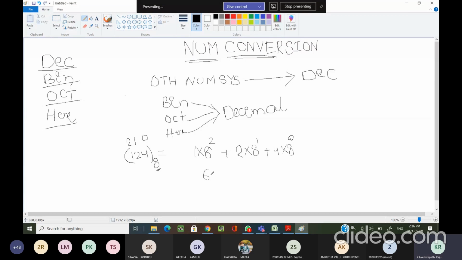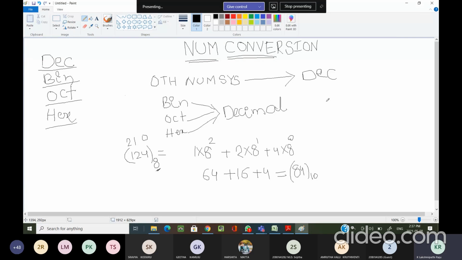8 square is 64, plus 2 into 8 is 16, plus 8 power 0 is 1, so 4 into 1 is 4. 64 plus 16 is 80, plus 4 is 84. 84 of base 10. Am I clear to everyone? The solution is 84 of base 10. 72, please cross check where you made a mistake. Completed everyone? It is simple only.